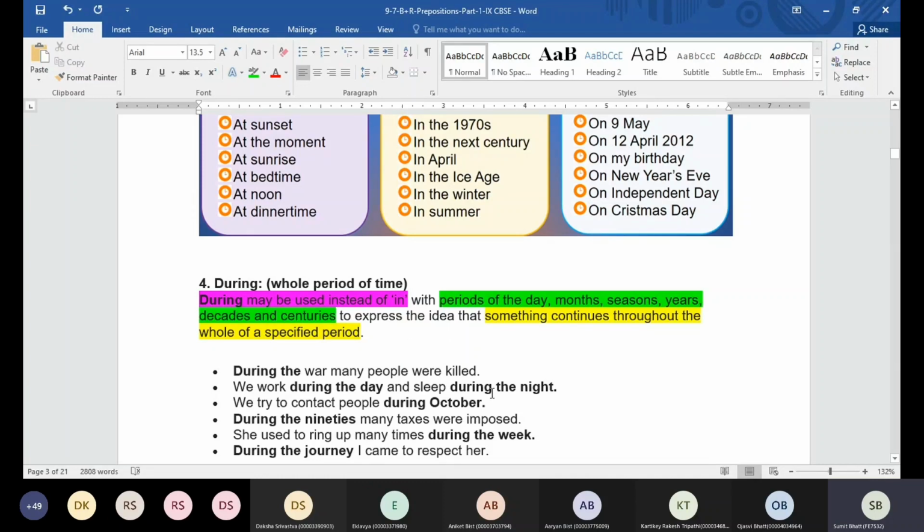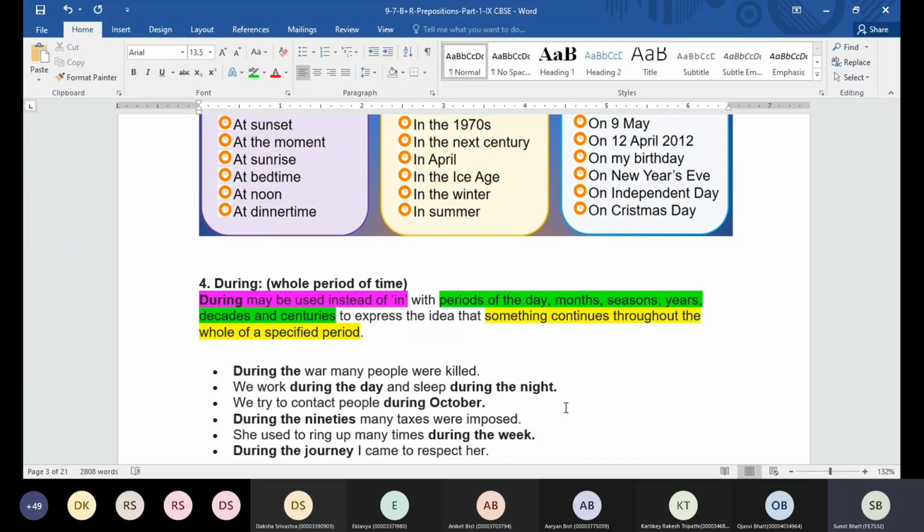Like during the war, many people were killed. That is going to mean every day when the war was on, many people were killed. We work during the day and sleep during the night. That means during the daytime, we continuously work. During the night we are going to continuously sleep. We try to contact people during October. That means every day, we try to contact people.